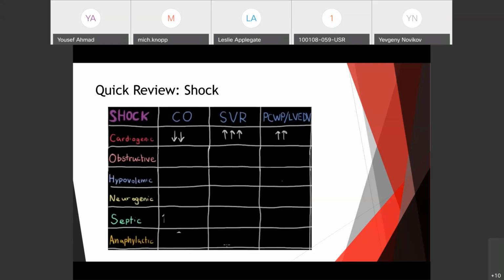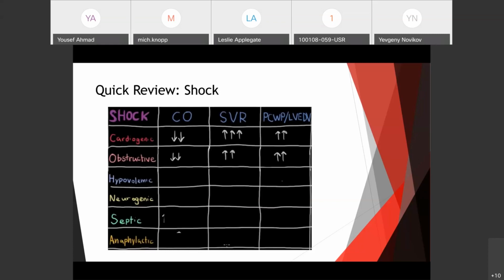What is obstructive shock? What is that realistically? Yes. Perfect. So PE and tamponade. What is the difference between that and a cardiogenic component? I think the difference most notable would be on SVR. Your body's still trying to compensate. You're right. So you have slightly less of an SVR.